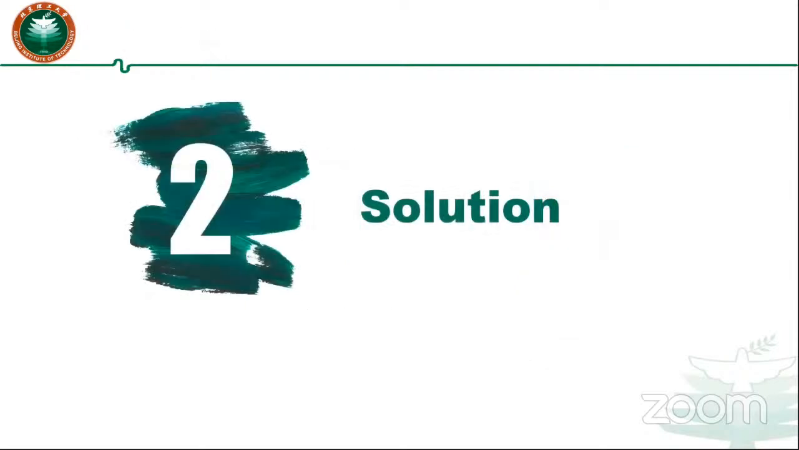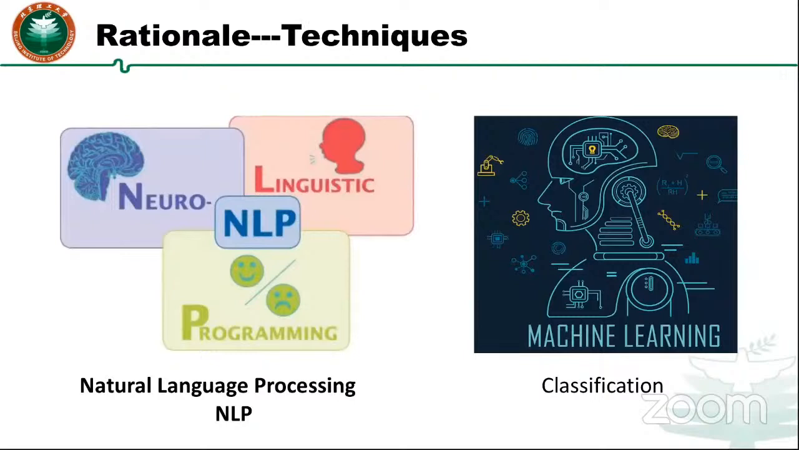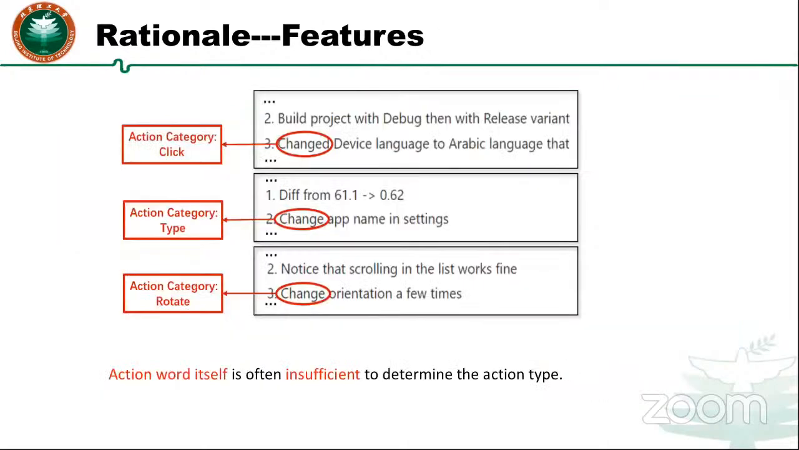The second part, solution. Recently, natural language processing has achieved significant advances. We also noticed that bug reports are specified in natural language. Consequently, we may leverage the most advanced NLP techniques to identify and classify action words in bug reports automatically. As illustrated in our previous example, we noticed that the action word itself is often insufficient to determine the action type. Consequently, we should leverage their context as additional features.